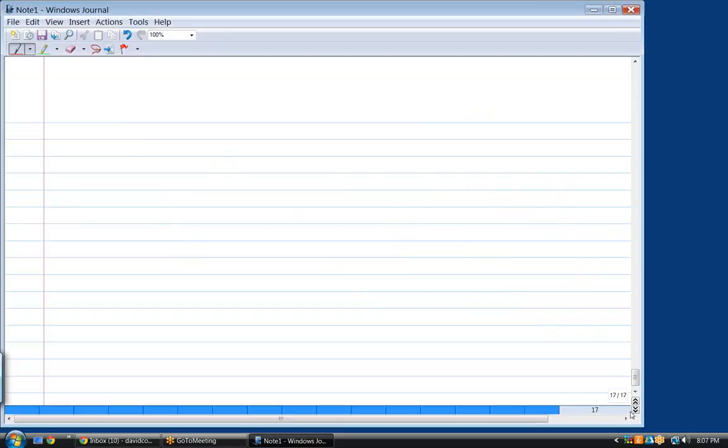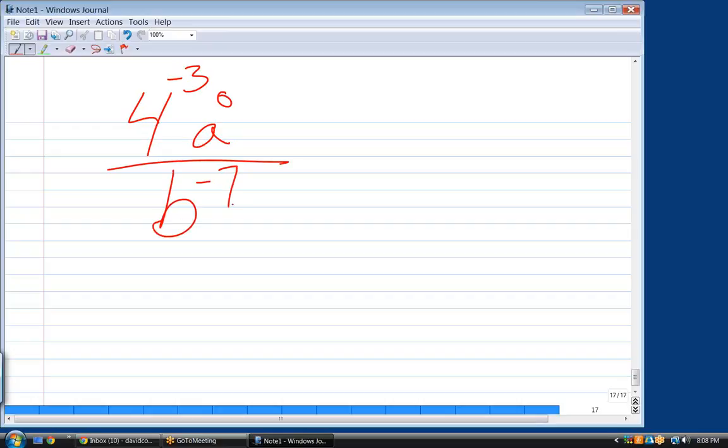Okay, the next one is 4 to the power of negative 3, a to the power of 0, all over b to the power of negative 7. What's a to the power of 0? 1. Let's just erase that then. Now, what can we do really quickly to simplify this so that we have nothing but positive exponents?